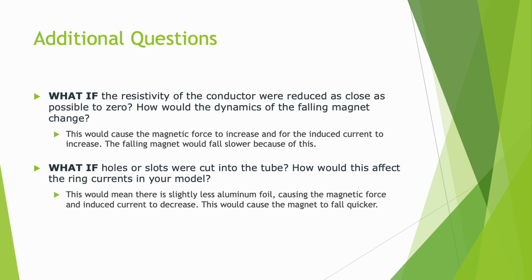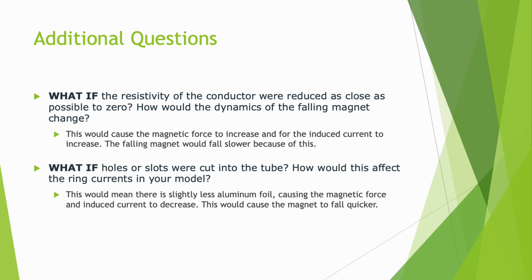Now answering some additional questions. If the resistivity of the conductor were reduced as close as possible to zero, the magnetic force would increase and the induced current would increase. This would change the dynamics of the falling magnet because the magnet would fall slower.